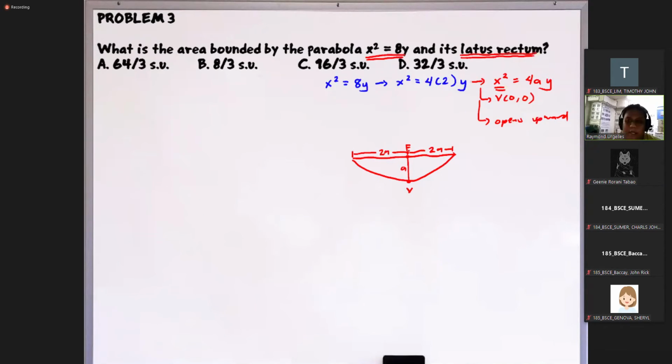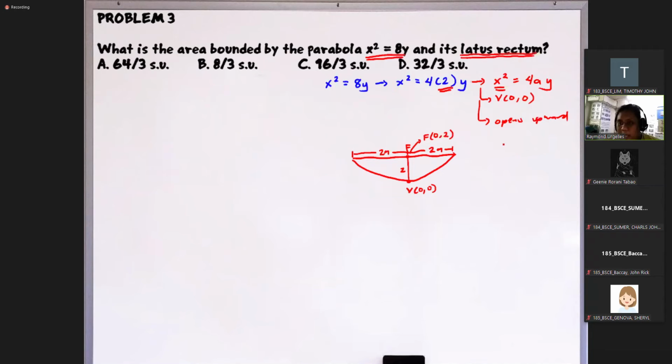Okay ba? So makikita natin na yung focus natin, since this is opening upward, nasa taas ng vertex. Kaya kung vertex natin is at 0, 0, ano ba yung A natin? So A is this one, 2. So ibig sabihin this is 2 units. Ibig sabihin yung focus natin is located nasa taas siya. So y coordinate lang yung magbabago, pero yung x coordinate natin stays the same, so therefore this is still at 0. Then 2 units, so nandiyan yung focal point natin: 0, 2. So therefore, yung latus rectum natin is a horizontal line.